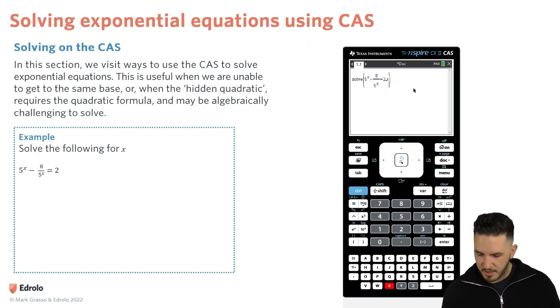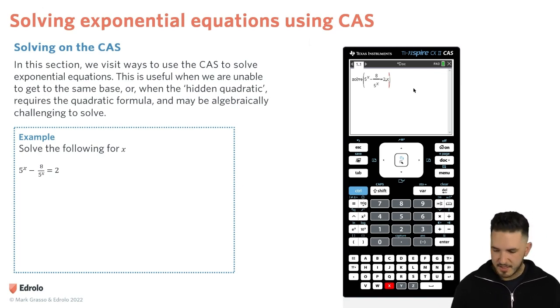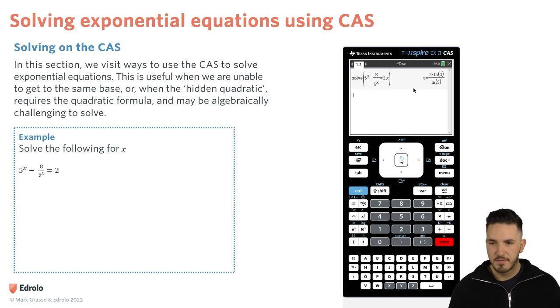So just double checking, we have solve 5 to the power of x minus 8 on 5 to the x equals 2, comma x. Press enter, and we finally have x equals 2 log 2 on log 5. This will happen if your CAS is in exact. It could potentially happen if it's in approximate, if it's in automatic as well.